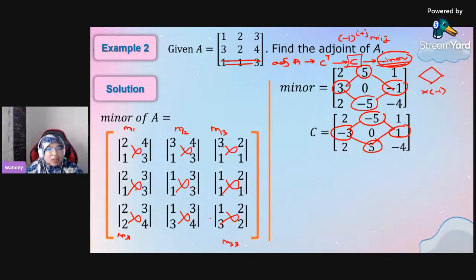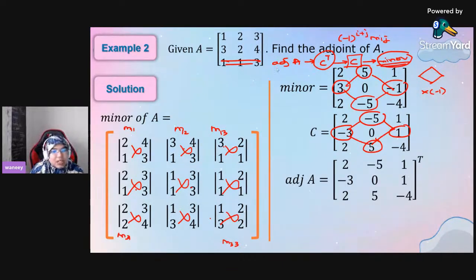Bila saya dah sure siapa odd, siapa even, so lagi senang lah untuk saya kira benda-benda ni. Okay, so now I already have my cofactor, then I need to find my cofactor transpose.